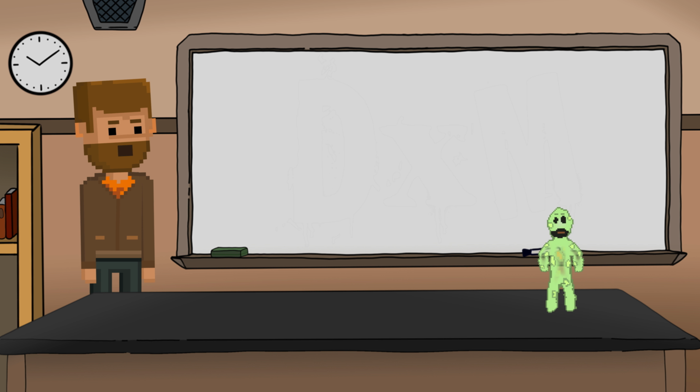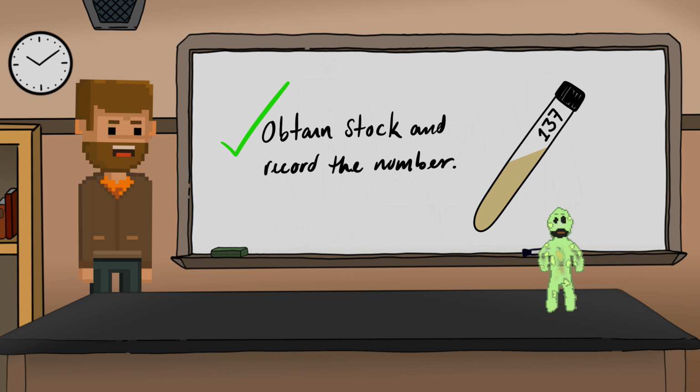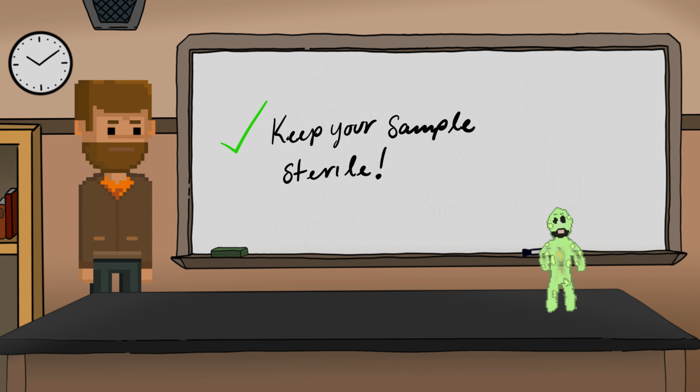You'll start by obtaining an unknown sample, called a stock, with a number associated with it. Be sure to write this number in your manual. At this point, you'll really want to focus on keeping your sample sterile, as everyone else will have a different organism and the risk of contamination is really high. Trust no one. Yeah, work in silence and stay away from everyone.